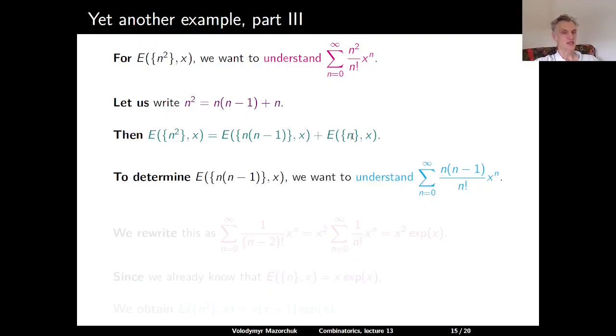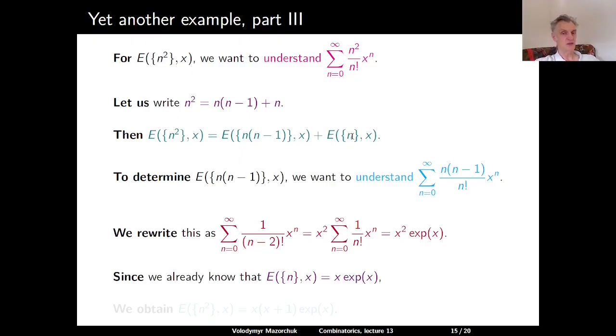To determine the exponential generating function for n times n minus 1, we want to understand the series sum over all n of n times n minus 1 divided by n factorial times x to the power n. We can rewrite it as a sum over all n of 1 divided by n minus 2 factorial x to the power n, which is x squared times the sum over all n of 1 divided by n factorial x to the power n. And this is x squared times the exponential of x.